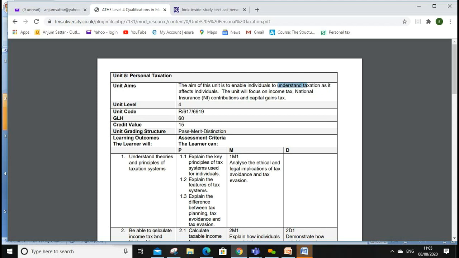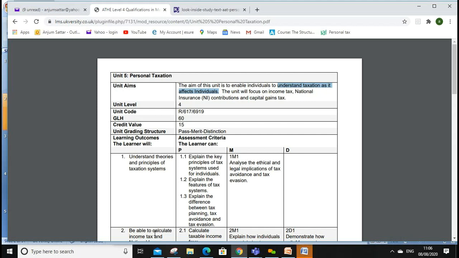So before starting our unit, we'll look at what we're supposed to learn. The aim of this unit is to enable individuals to understand taxation. So we need to look at the basics. You're not really going to become an expert in tax, because personal tax has a lot of areas we need to look at, but at least you will be well aware of how the tax system works. That's the key purpose. The unit focuses on income tax.